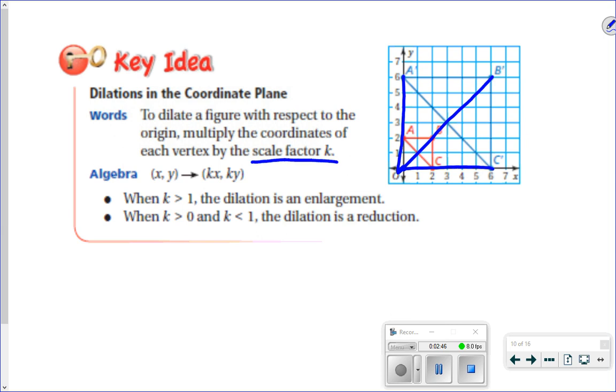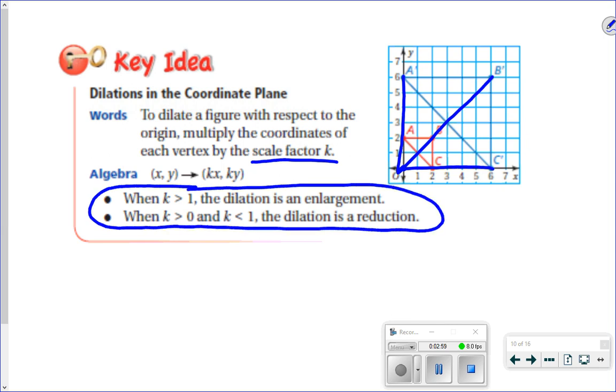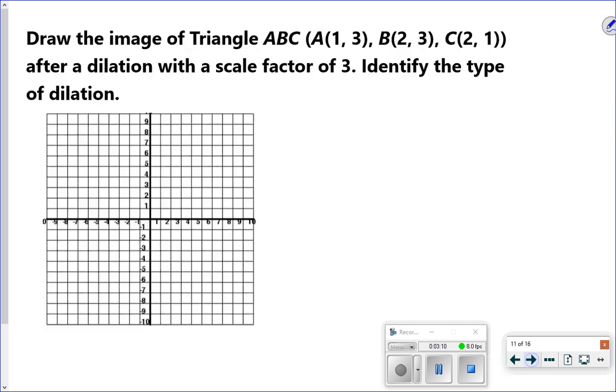So when it's 2 times bigger, our scale factor is 2. When our scale factor is 1/2, then it's half the size. When you have a scale factor of greater than 1, the dilation is called an enlargement. It gets bigger. And then when the scale factor is greater than 0 and less than 1, so in between 0 and 1, then the dilation is a reduction. Your new one is going to be smaller.